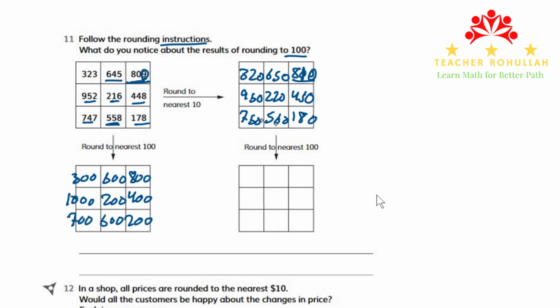Now we have to round these numbers to the nearest 100. So 810 over here rounds to 800, 650 rounds to 700, 320 rounds to 300, 450 rounds to 500, 220 rounds to 200, 950 rounds to 1000, 180 rounds to 200, 560 rounds to 600, and 750 rounds to 800.